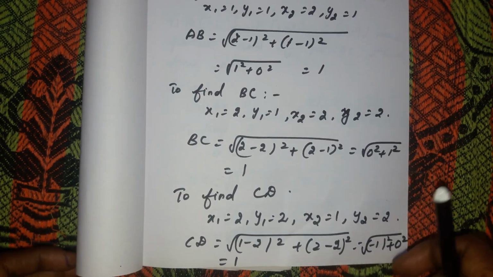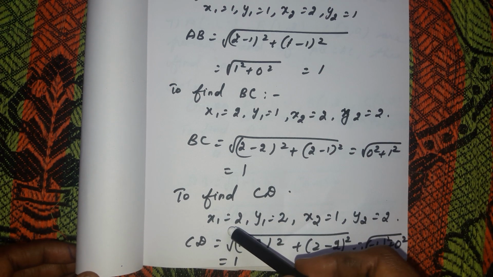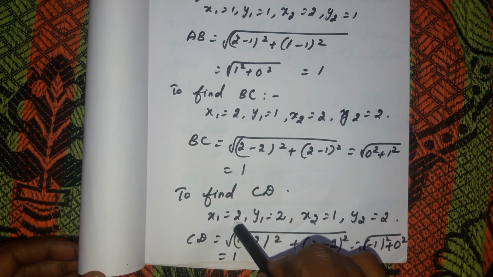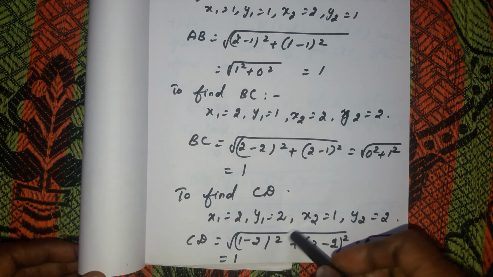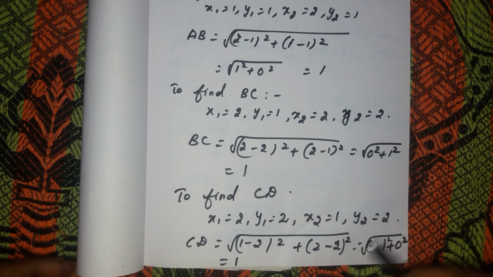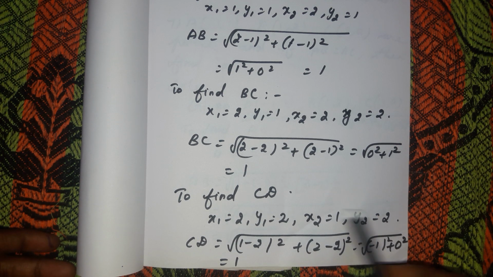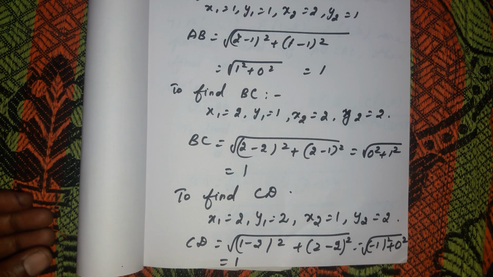Next, to find CD. C point is (2, 2), that is x1 is 2, y1 also 2. D point is (1, 2), so x2 is 1, y2 is 2. Next, CD is equal to root of (1 minus 2) the whole square plus (2 minus 2) the whole square, which is equal to root of (minus 1) the whole square plus 0 square, which is equal to 1.